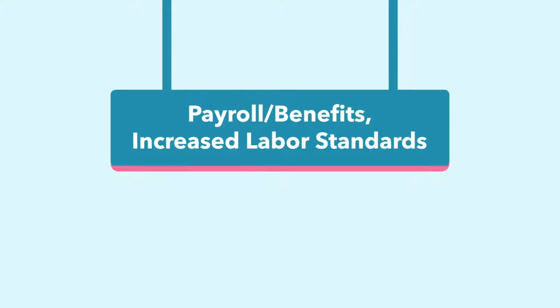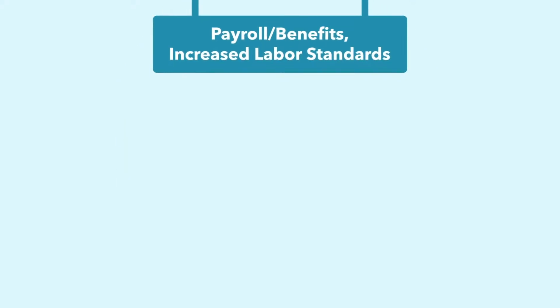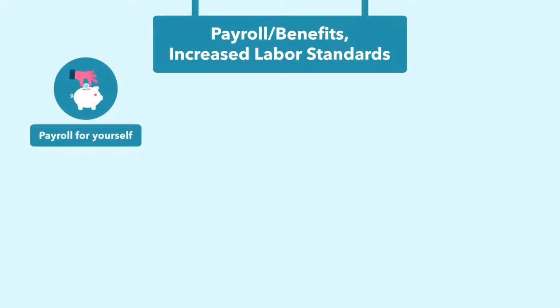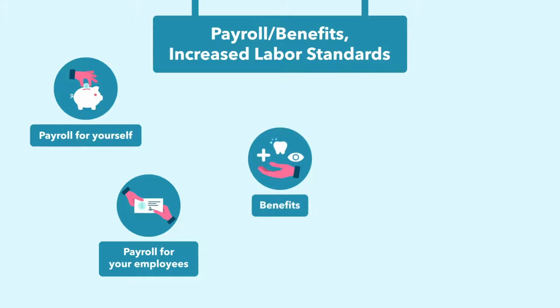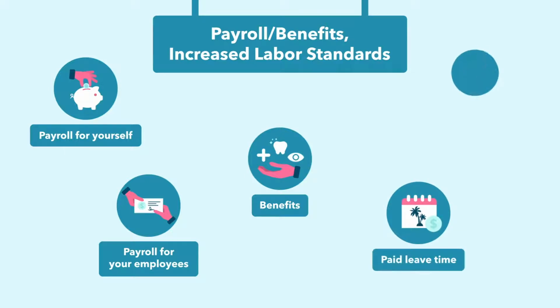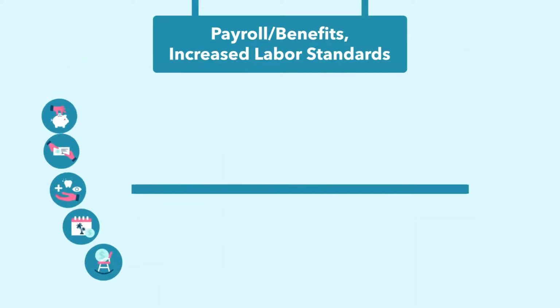Payroll/benefits, increased labor standards. This category covers expenses that are related to payment and benefits for people who work at your program. Here are some examples of these expenses: payroll for yourself, payroll for your employees, benefits such as medical, dental, and vision insurance for yourself or your employees, paid leave time, retirement costs, and contributions.